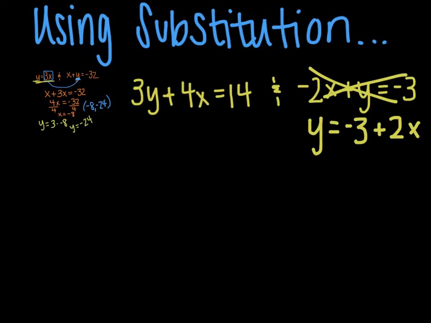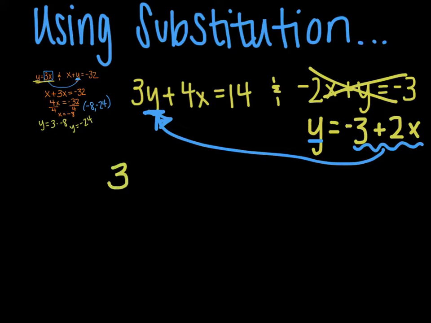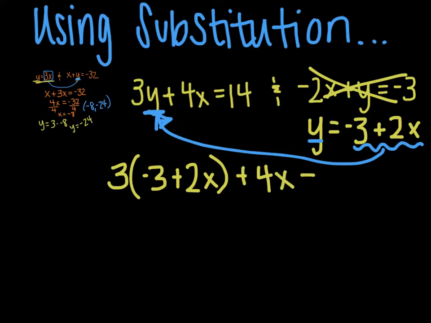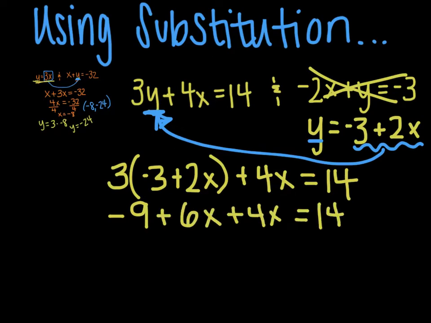Now that I have those two, I can again substitute in. My y is here, my y is here. So I'm going to take that and drag and drop it in for that spot. I'm substituting it in. So now my new equation is 3 times that expression of y, which is negative 3 plus 2x, that whole thing, plus 4x equals 14. Now I just solve. Negative 9 plus 6x plus 4x equals 14.